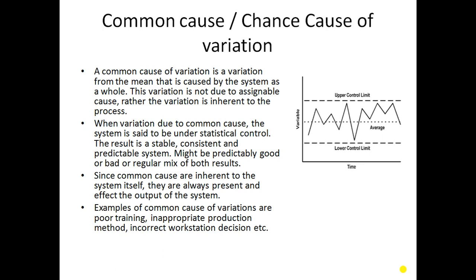It might be good or bad, or a mixture of both good and bad, but still we can conclude that this process is under statistical control, and that can be reduced by different methods. Some examples of the common cause of variation are poor training, inappropriate production method, incorrect workstation decision, etc.